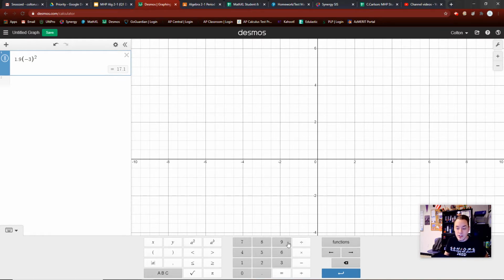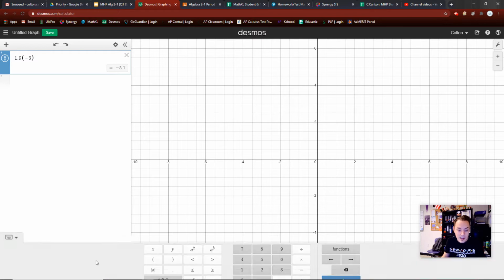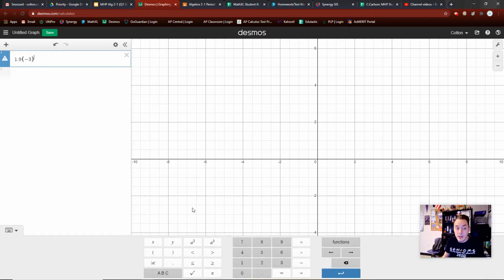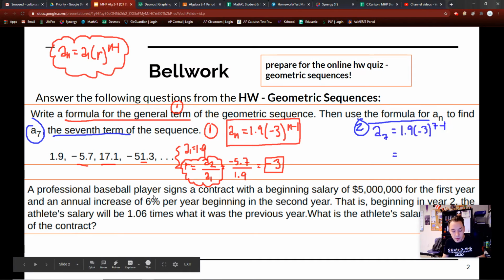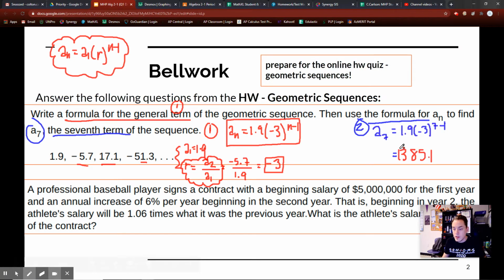But let's just say I don't want a squared, right? So if I don't want a squared, then of course I don't want to put that. But maybe I just want another exponent, and so that will give me an exponent. Okay, I want to do 7 minus 1, so then parentheses 7 minus 1. Okay, so that is my answer, 1385.1. I'll go over here and I'll do 1385.1. So that is my actual A sub 7.